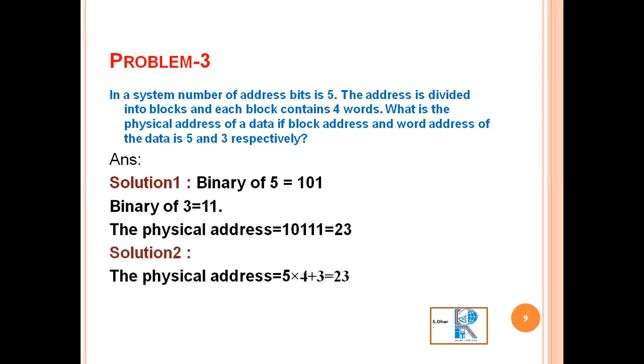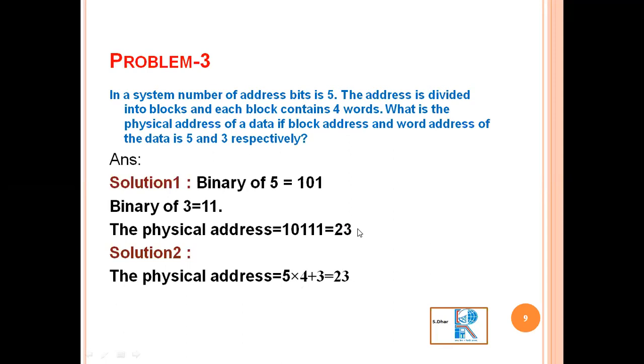Now this is another solution, the same problem. Each block contains how many words? 4 words. And what is the block number? 5. So what is the total number of words up to the 5th block? That is 5 into 4, plus we go inside the block up to address 3. So 5 into 4 plus 3, this is 23. See, we get the same answer using this.